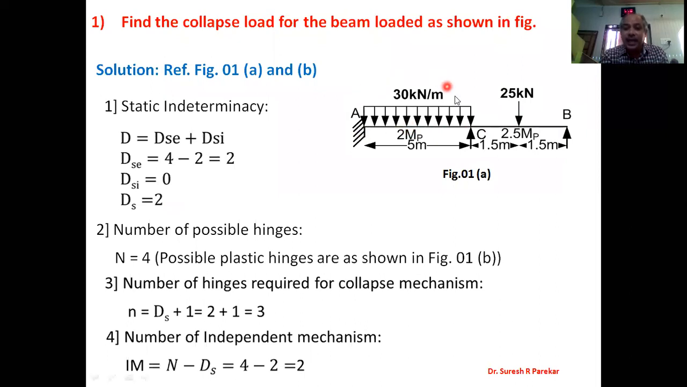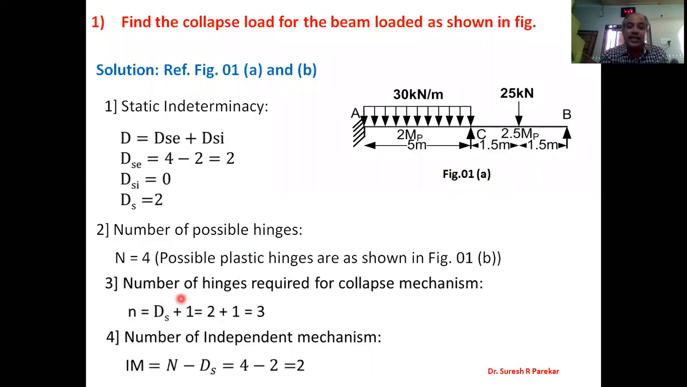Now this is again symmetrical. You can see left support is fixed, right support is continuous. So what does it mean? Symmetrical, because supports continuous considered as fixed. So we have symmetrical. So my hinge will be at center of this 5 meter, that is AC. Now number of possible hinges 4, that you can see in figure 1b.